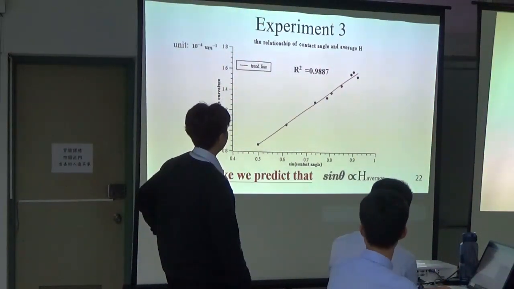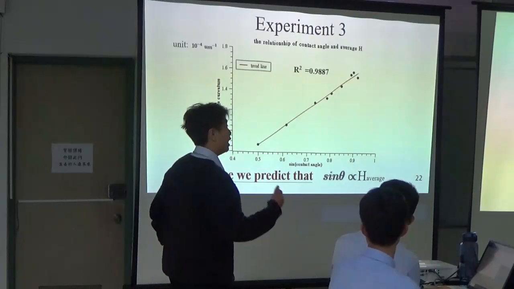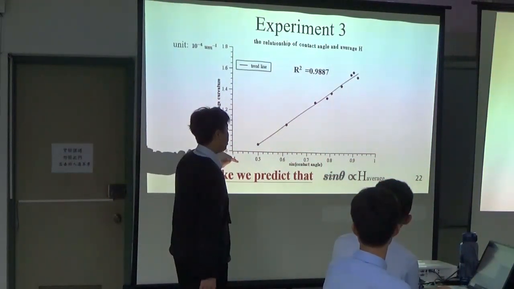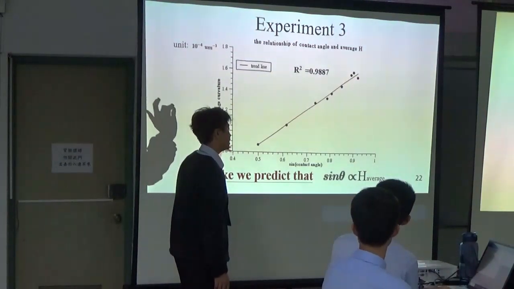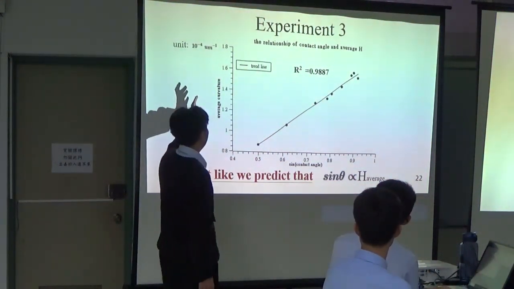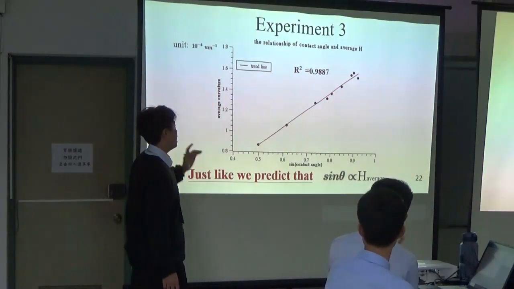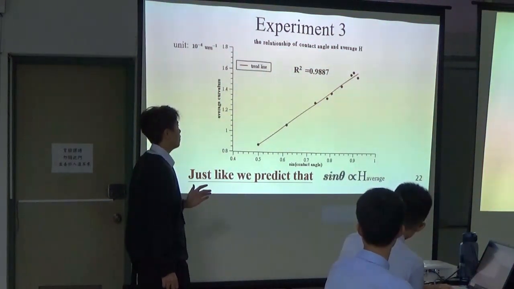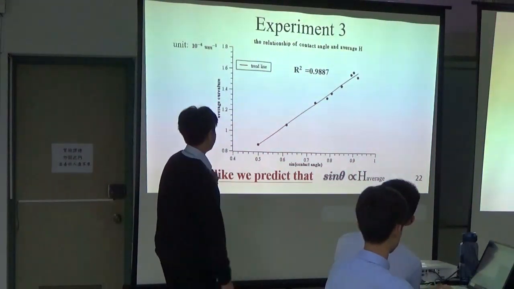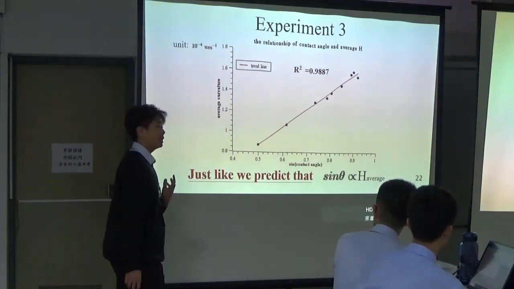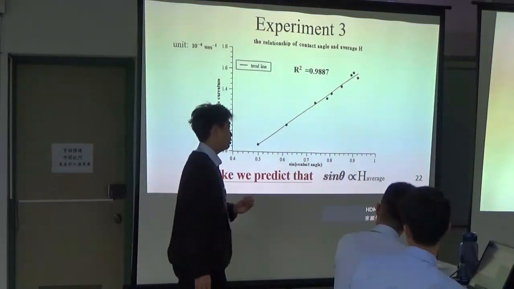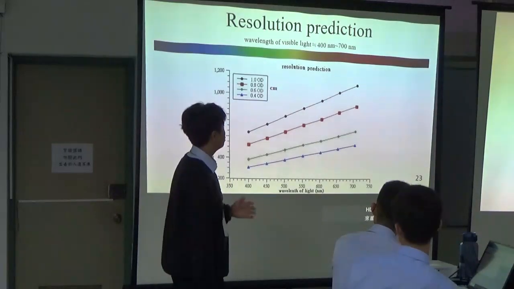And this is the relationship of the contact angle and the average curvature. Below the x-axis is the sine of the contact angle, and the y-axis is the average curvature. It fits our prediction very well. Just like we predicted, the sine theta is proportional to our average curvature. And this is our resolution prediction.